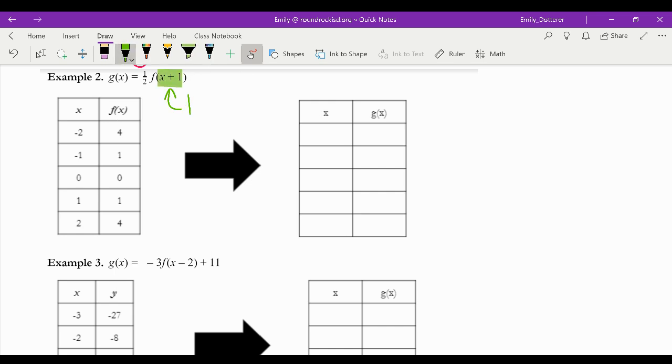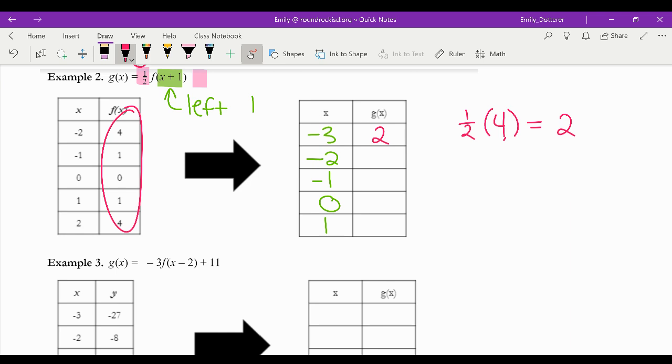So this time our graph is going left 1. So we're going to subtract 1 each time. And then we have an a value but no d value. So we're just going to multiply these y values by 1/2. We're not going to add or subtract anything because there's nothing to add or subtract.